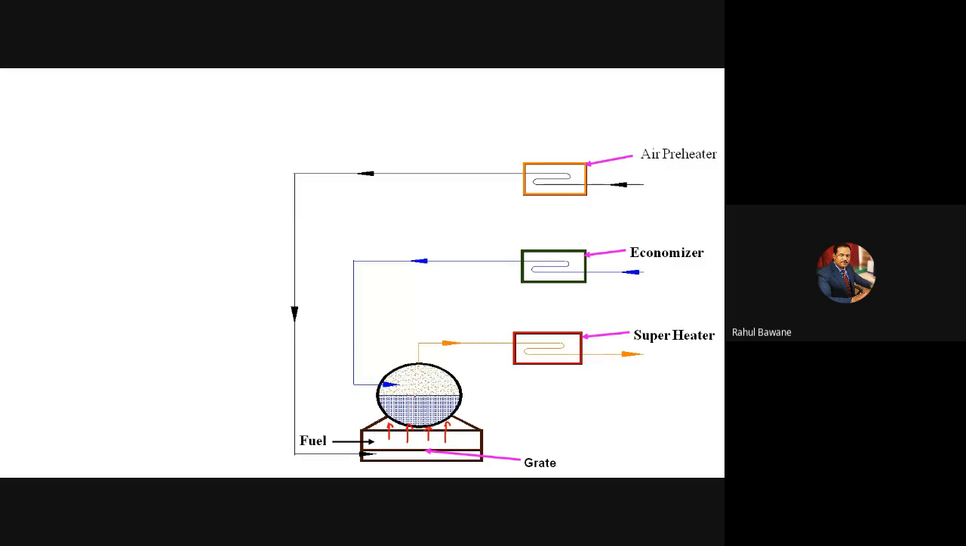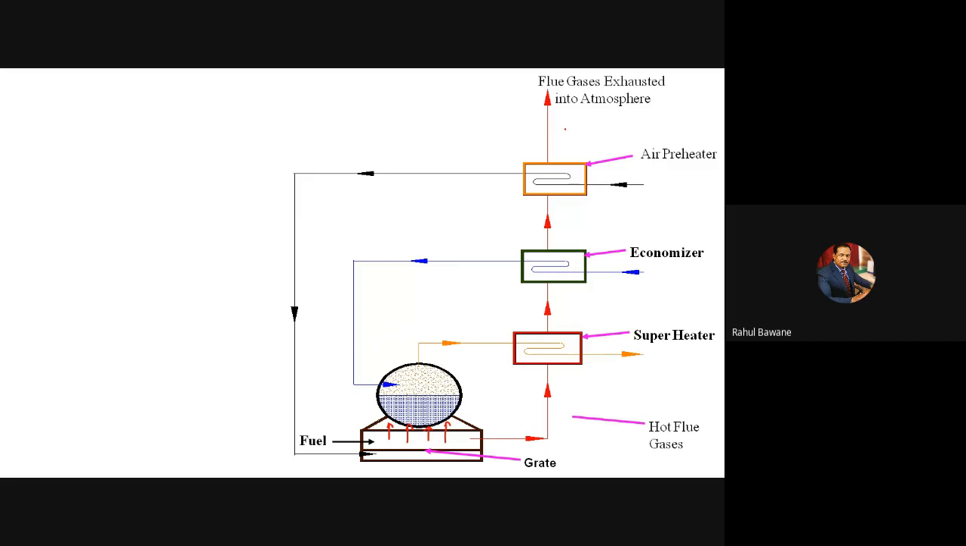So in short, whatever heat is evolved, some part is utilized in generating steam in the boiler. The remaining part of heat carried by exhaust gas is first recovered by the superheater to superheat steam. Then the remaining heat is utilized by feed water in the economizer to preheat feed water, and ultimately the heat is utilized by atmospheric air to preheat it in the air preheater, and the remaining heat is exhausted into the atmosphere without recovering, without use.